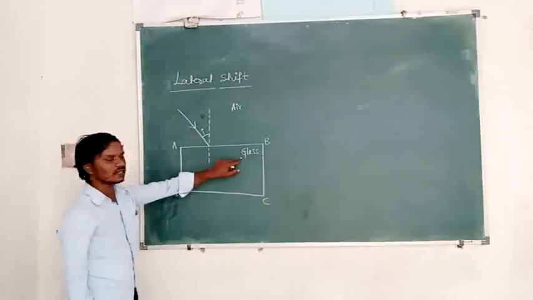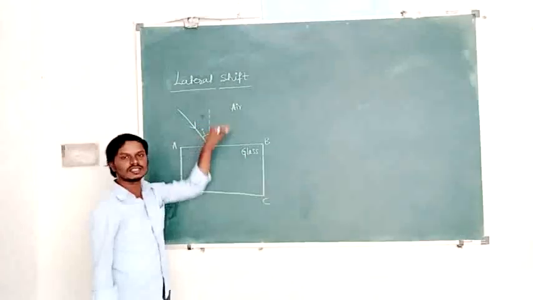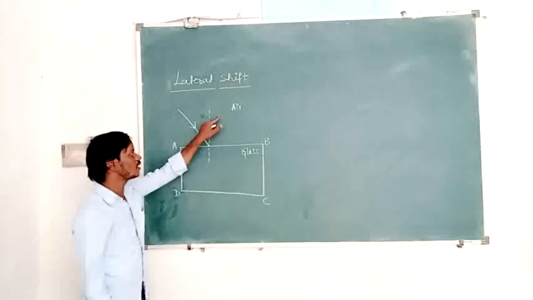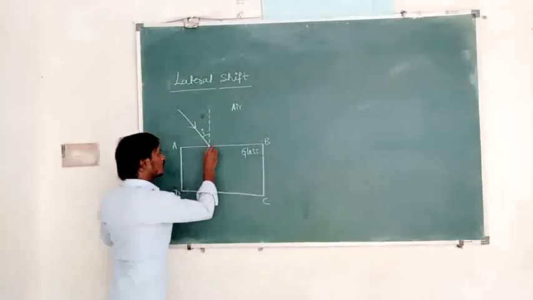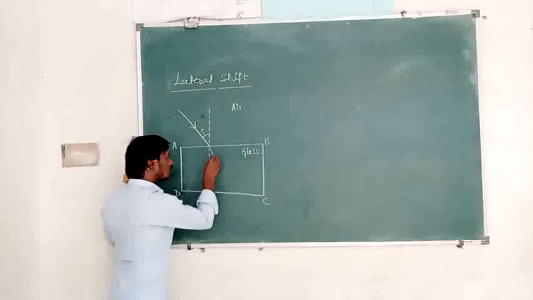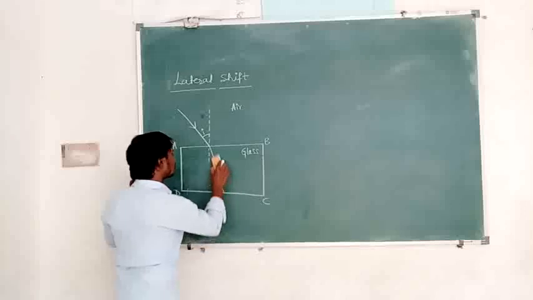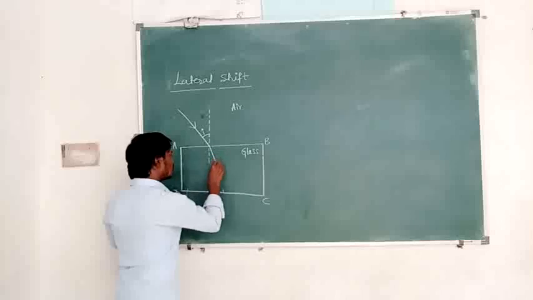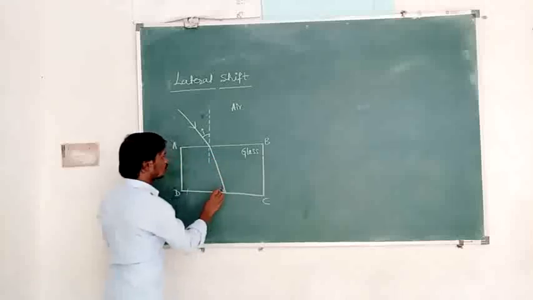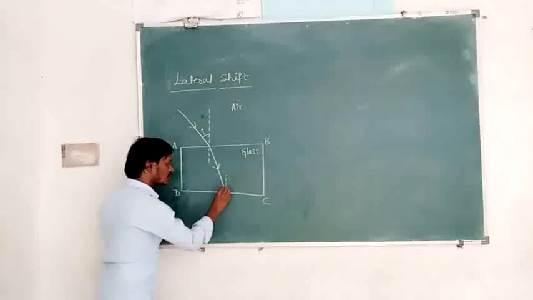What is the refractive index of glass? That is 3 by 2. Then what is the refractive index of air? That is 1. So 3 by 2 is greater than 1, which means light is traveling from rarer medium to denser medium. In the denser medium, the refracted ray bends towards the normal. Why does it bend towards the normal? Because of the decrease in speed of light. So this refracted ray is the incident ray for the second refracting surface.